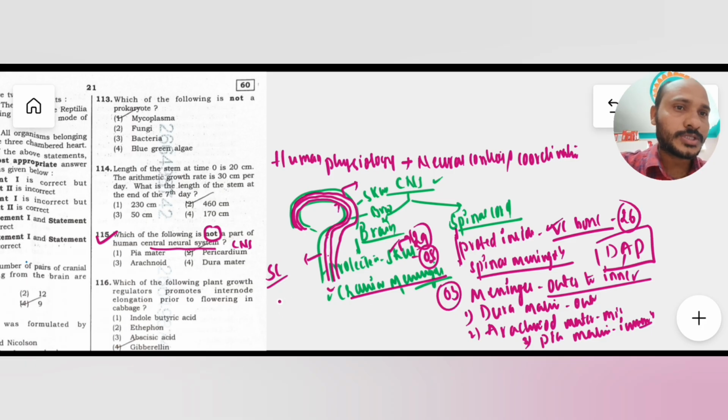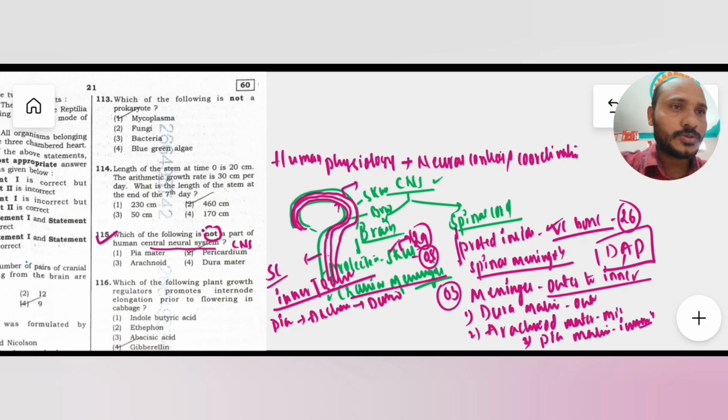If the question asks from inner to outer, we have to write it like this: first pia mater, then arachnoid mater, then dura mater. Okay, fine. So these meninges protect the brain as well as the spinal cord. Now see the options.